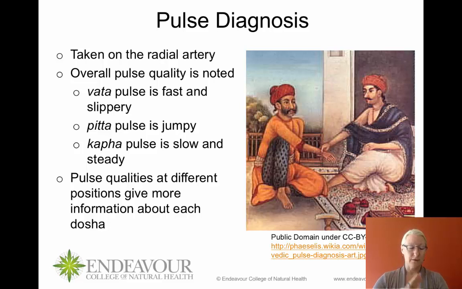And so three fingers are used on the pulse in order to take the pulse, again, similar to Chinese medicine, but the two systems are actually quite different in terms of the qualities that are looked for and what's ascribed to each pulse position. And at each position on the wrist, different information is given about a different dosha, so you can get lots of information.